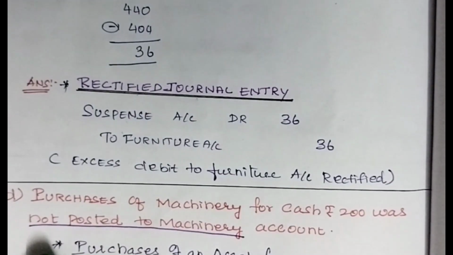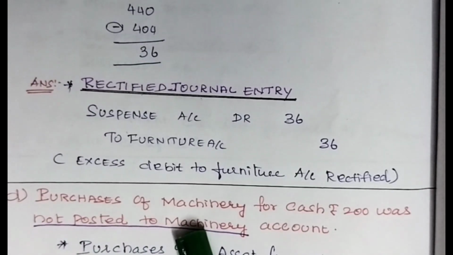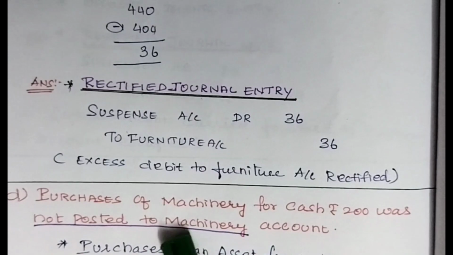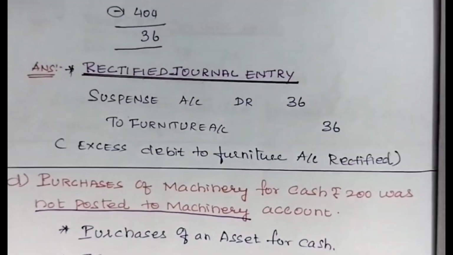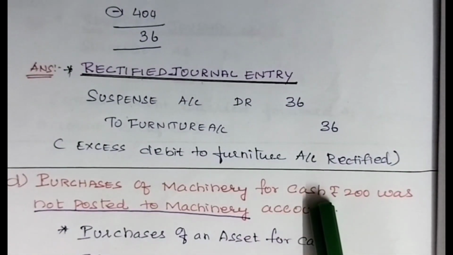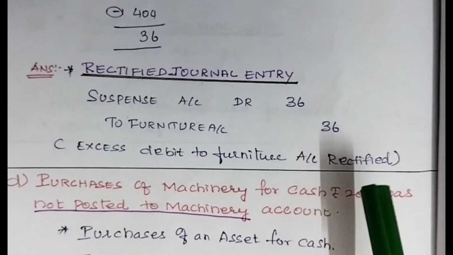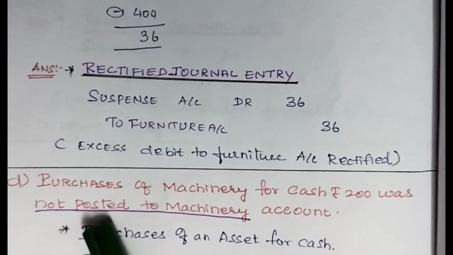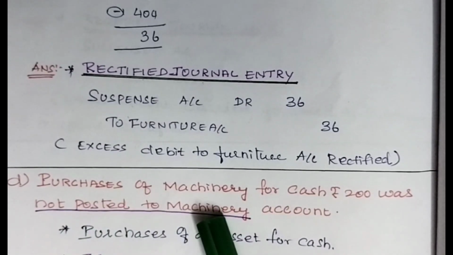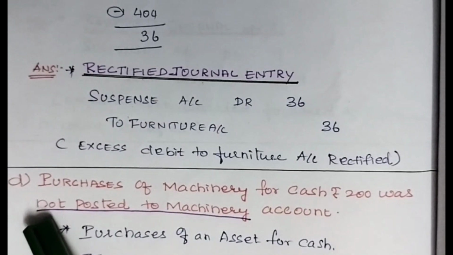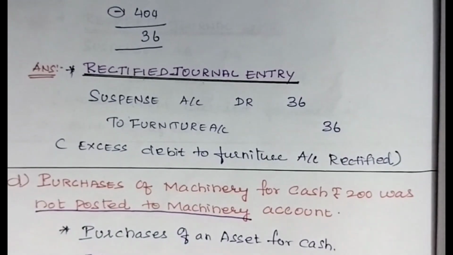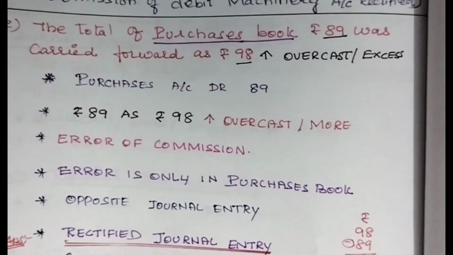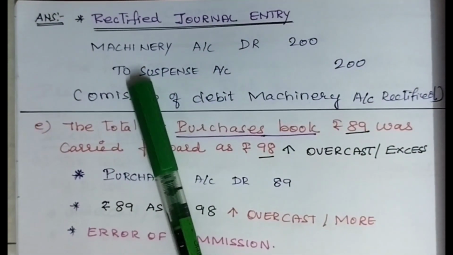Listen carefully. Which account was not posted? The machinery account was not posted. There are two accounts affected here: one is the machinery account and the other is the cash account. The accountant posted 200 rupees on the cash account, but omitted to post the machinery account. Now we rectified that error. We posted the machinery account on the debit side.